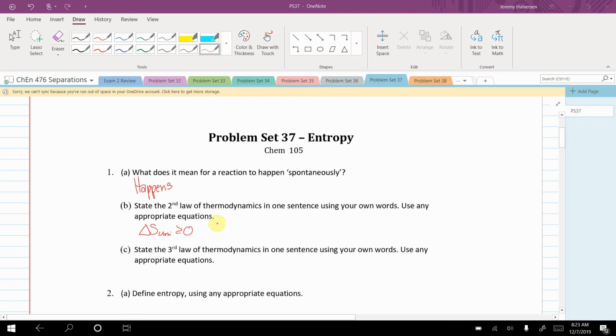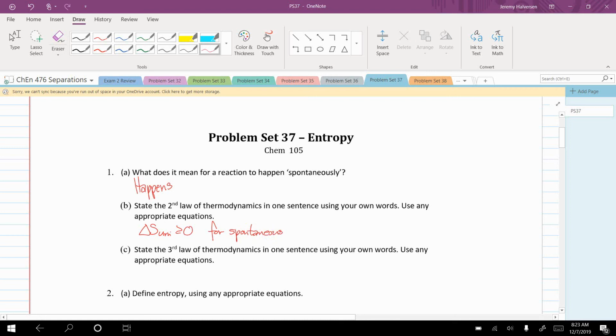And that's because the delta S of the universe is positive for a spontaneous process, and again, only spontaneous processes happen. So if nothing is happening, it would be 0, but if anything is happening, which is more realistic, then the delta S of the universe will be positive. So I'm going to say for spontaneous.